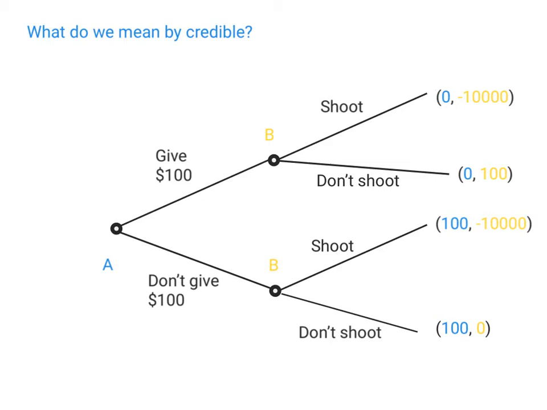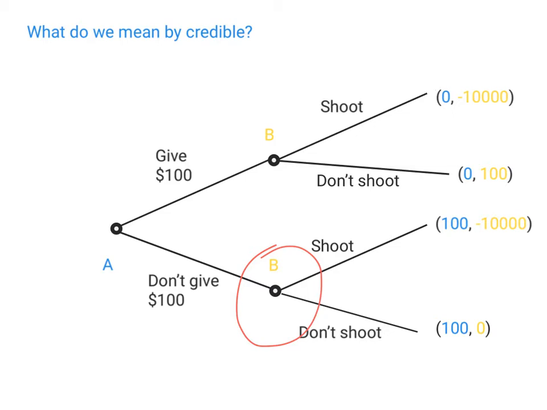Now, let's look at the other scenario. Let's suppose that player B is at this node of the game. So A has not given B the $100. What will player B now do? Now, this is slightly more difficult. Remember, player B has said, if you don't give me the $100, I'll shoot myself. But let's see if that's realistic or what we would predict that B will do.